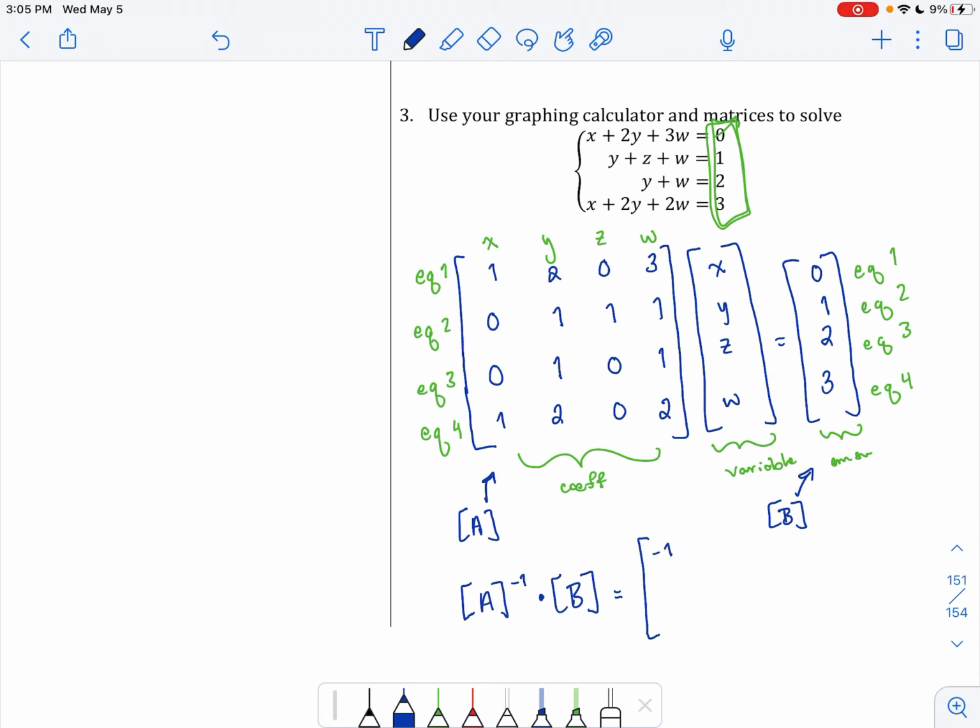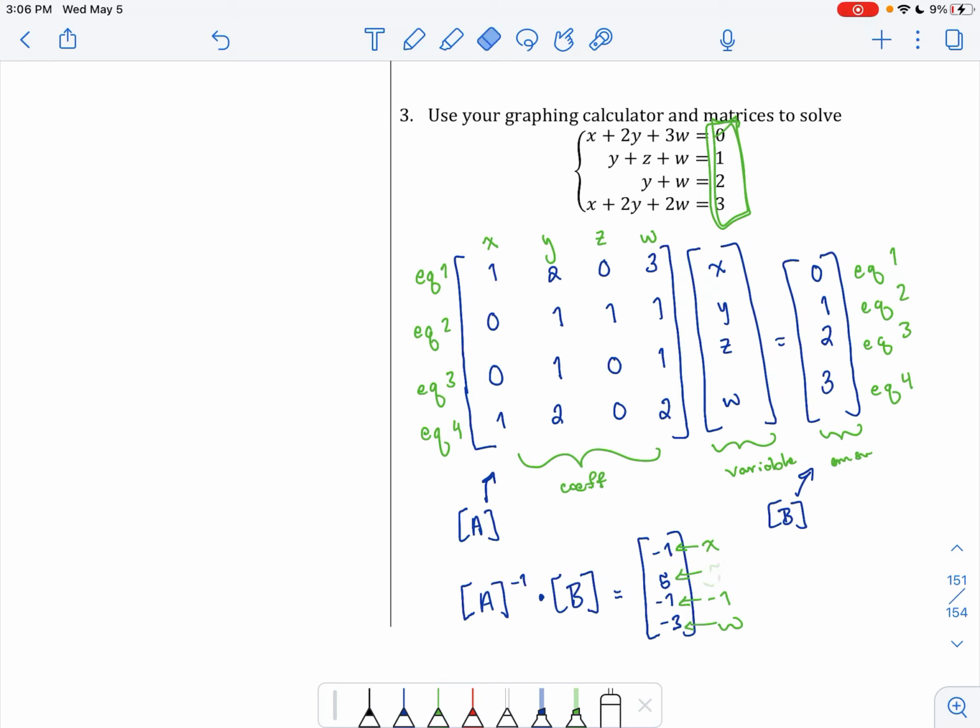This is a much harder problem. It might take it a little bit. You'll end up with -1, 5, -1, -3. These are your answers. X is equal to -1. Y is equal to 5. Z is equal to -1. W is equal to -3.